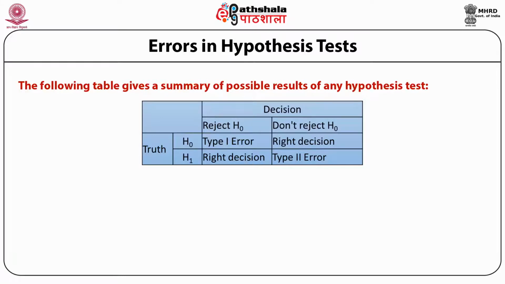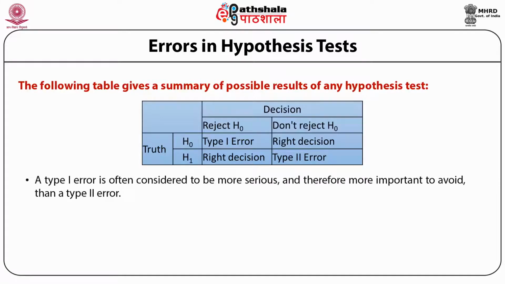So if you see, the type 1 error is often considered more serious, and therefore more important to avoid than the type 2 error. It means that we need to avoid type 1 error, meaning wrongly rejecting the null hypothesis, and you have to avoid that.